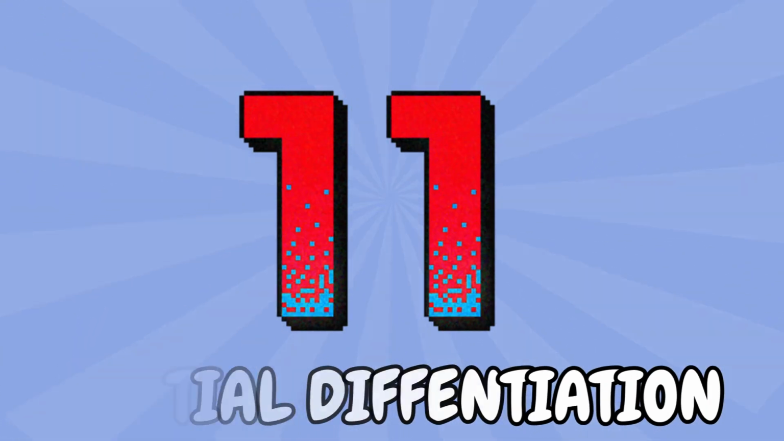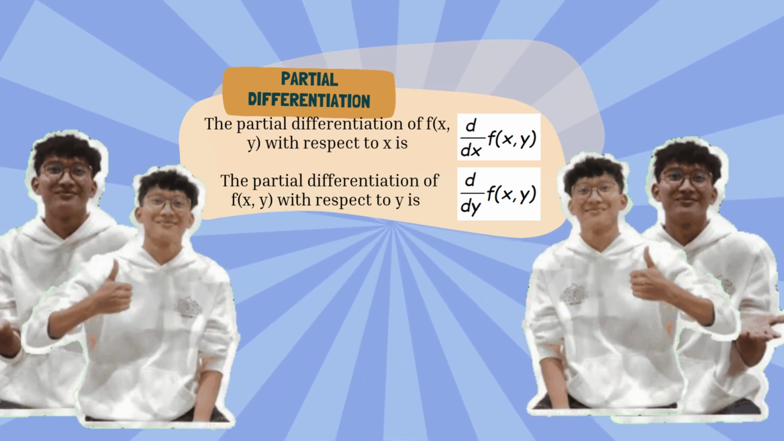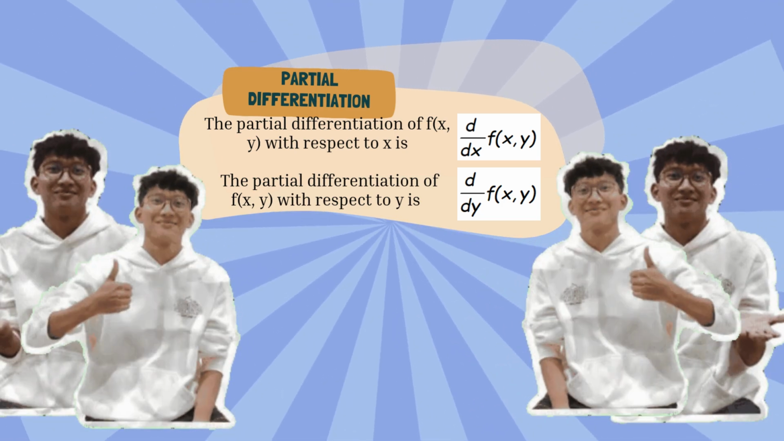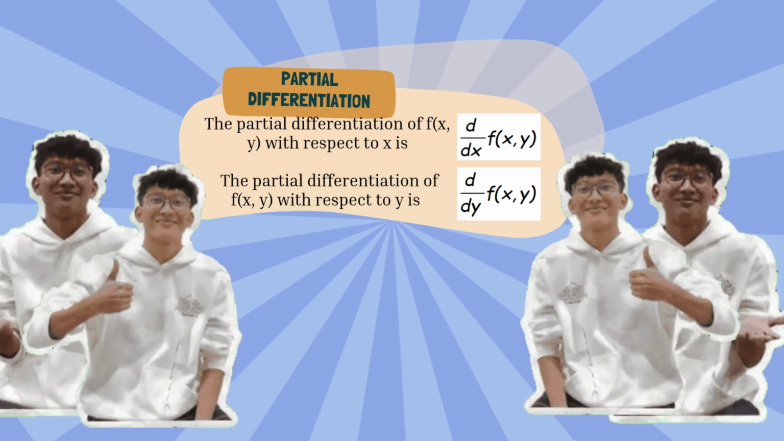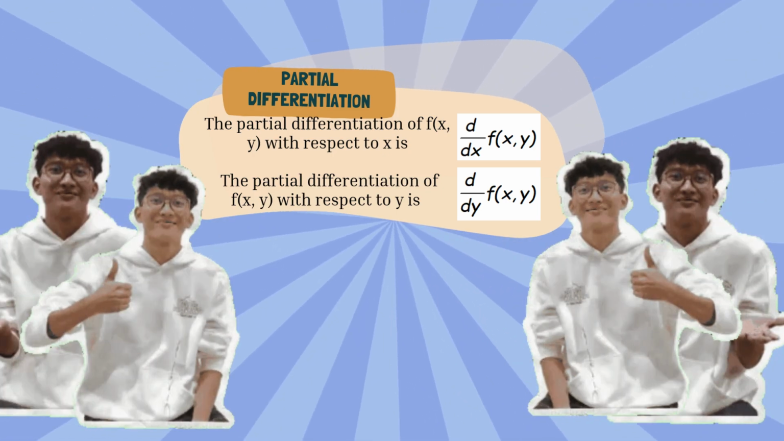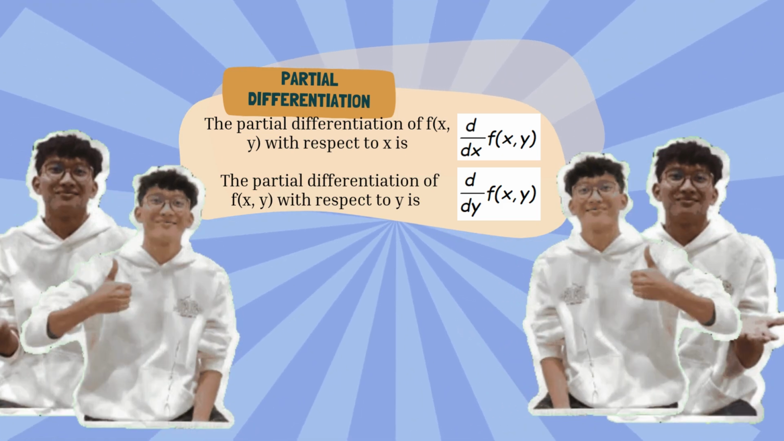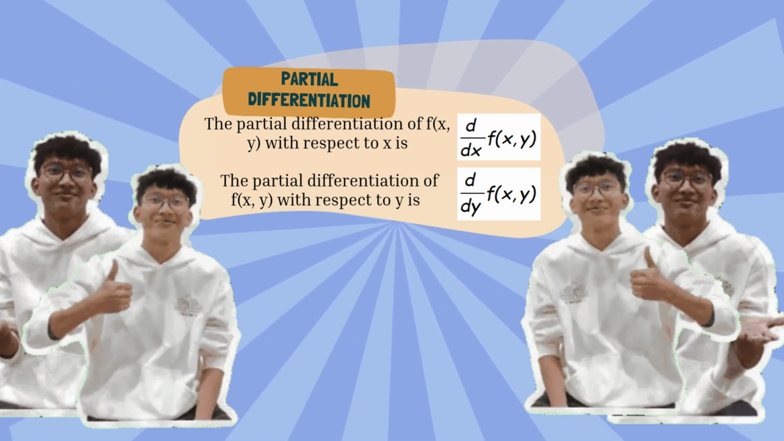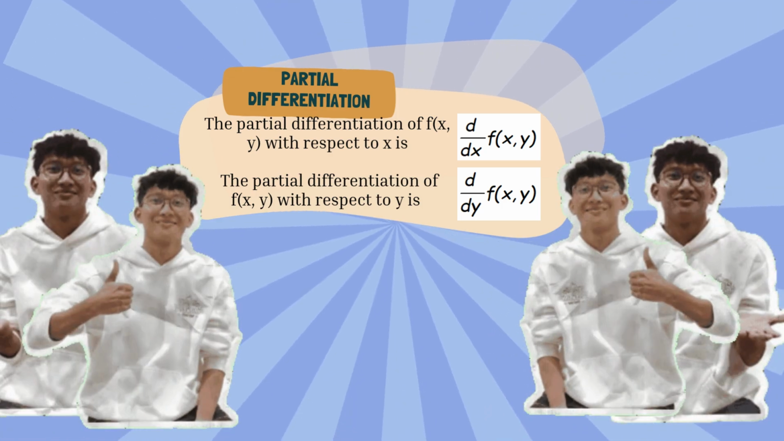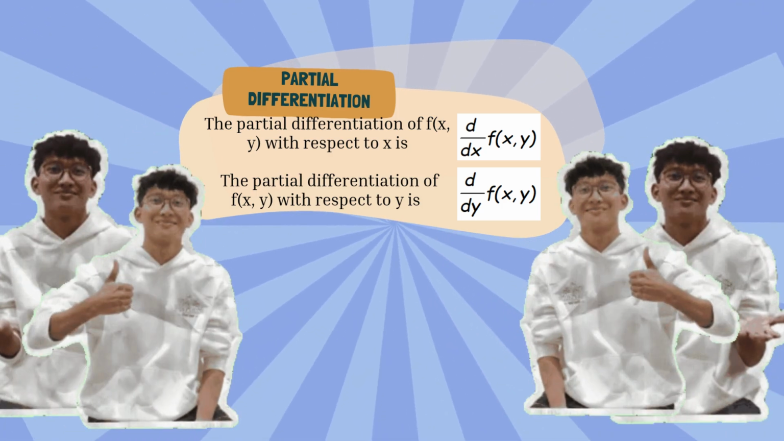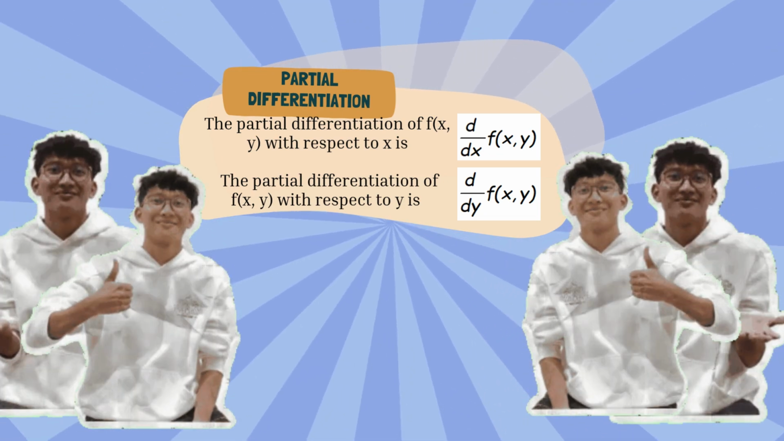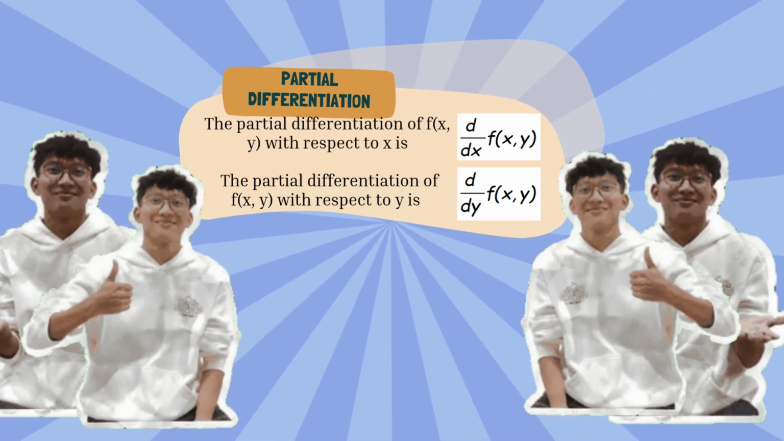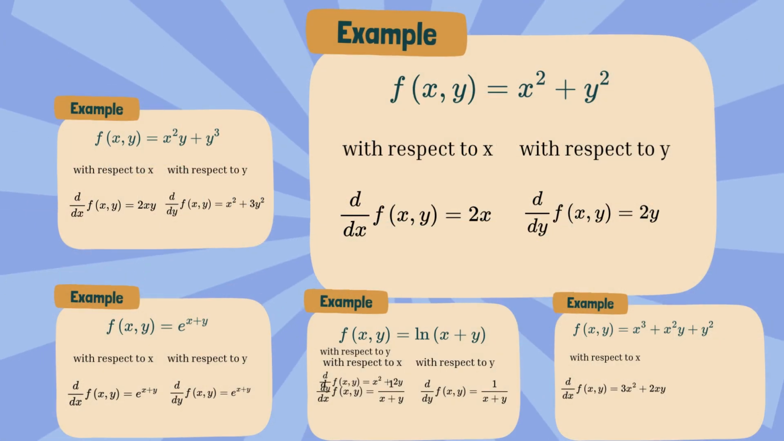Next, partial differentiation. Partial differentiation means that you have to differentiate with respect to x and y separately. For example, when there are two variables which are x and y, then partial differentiation is used. Differentiate with respect to x means that you only have to consider differentiating x only. Similarly, when it is with respect to y, you only have to differentiate y only.